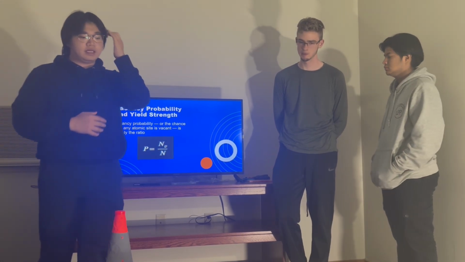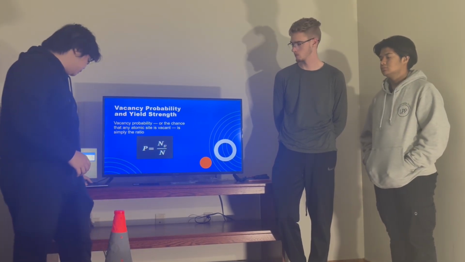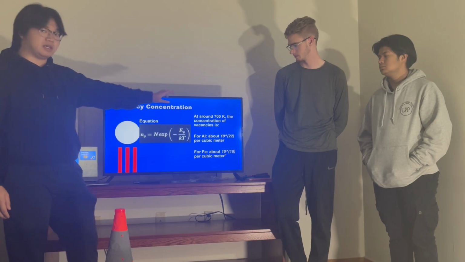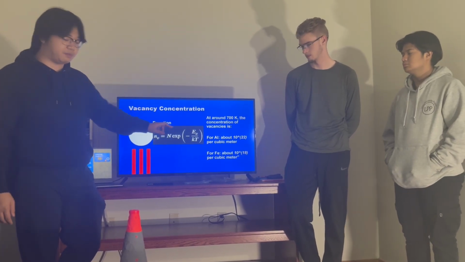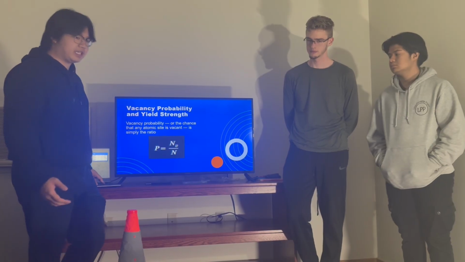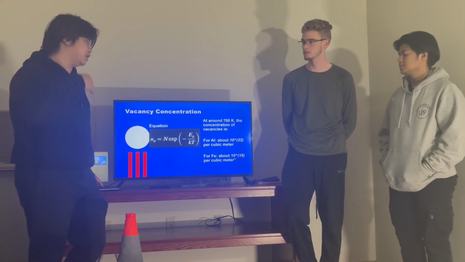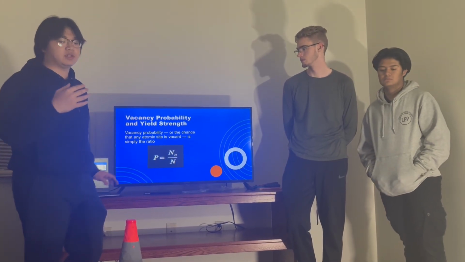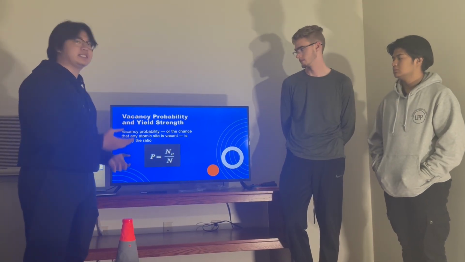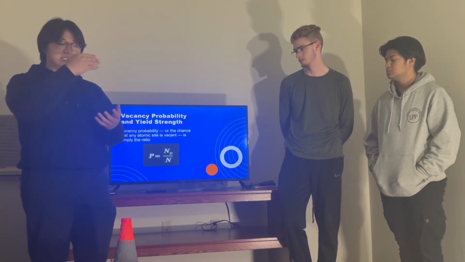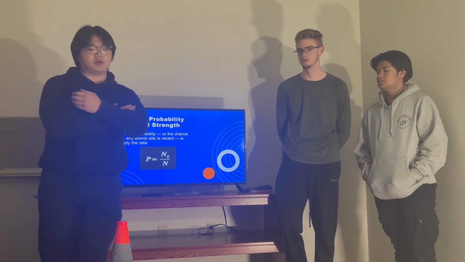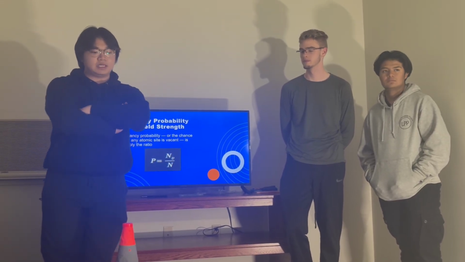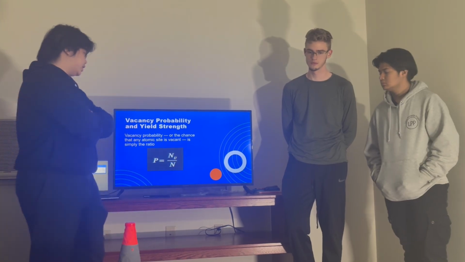Now, if you look back at aluminum, aluminum's vacancy was about 10 to the 22nd power, and iron was at 10 to the 18th power. And so what that means is since aluminum has a much higher amount of vacancy, it's also going to have a higher probability for the vacancy. And it's the same vice versa for iron. Because iron has less vacancy, there's going to be less probability of vacancy.